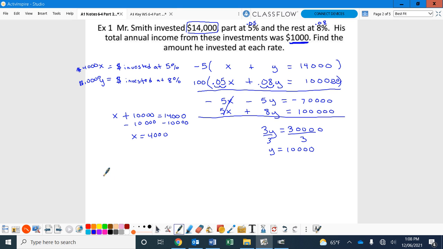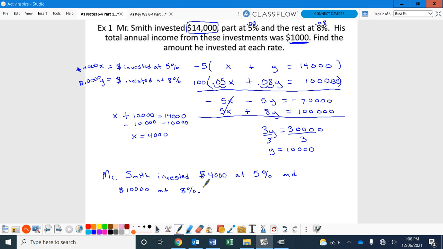Good. So I'm going to say that Mr. Smith invested $4,000 at 5%, and he invested $10,000 at 8%.